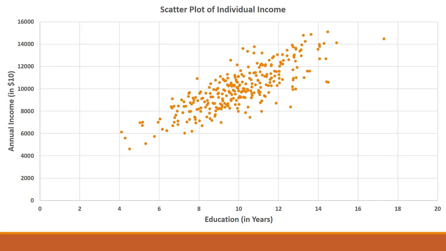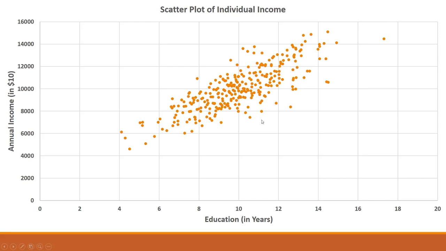You can see that there is some relationship. As education goes up, income seems to go up. There's a trend. As education increases, income increases. We see the trend, but it's not a perfectly linear relationship. There must be other things that are affecting people's income. It's not only education. If it was only education, then all these data points would line up in a straight line.